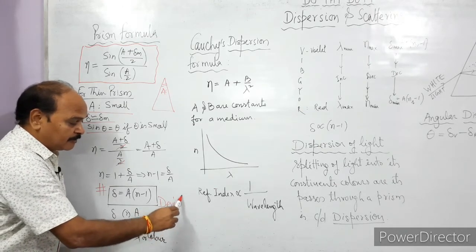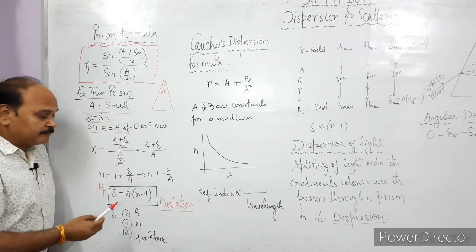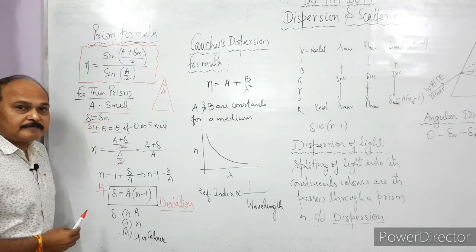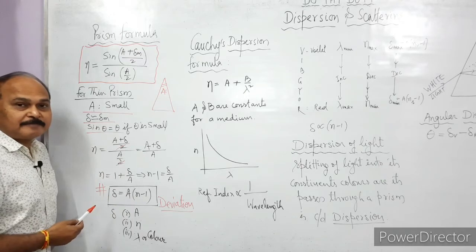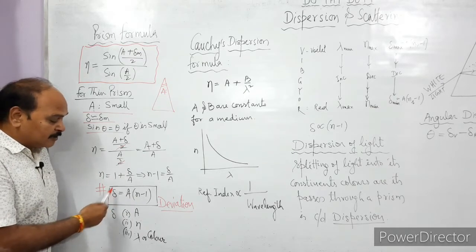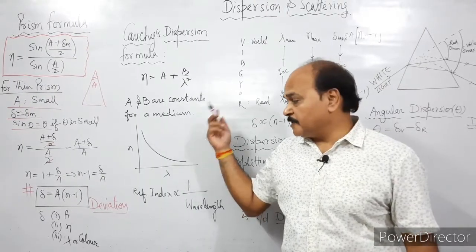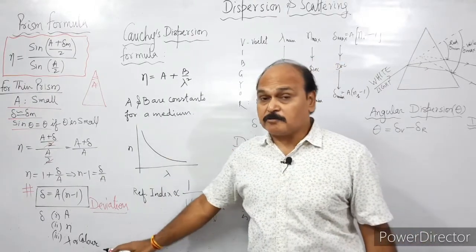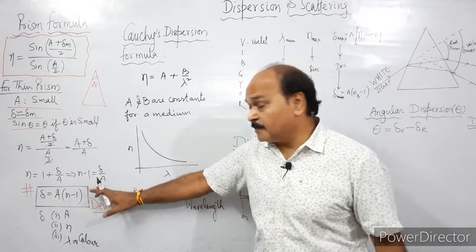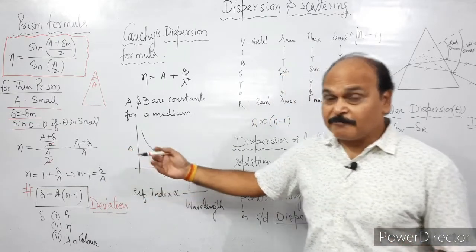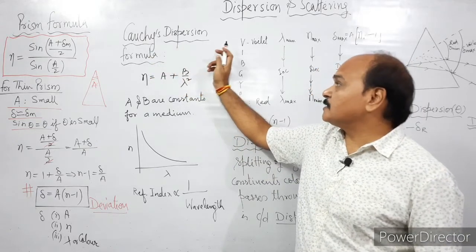Very, very important. And we can see here in the formula itself, this deviation delta depends upon A, the angle of the prism. This deviation depends upon n, the refractive index of the material of the prism. And this delta also depends upon wavelength or color of light. Deviation depends upon wavelength also. But how exactly it depends upon wavelength is not here in the formula. For that we have to study a very famous formula which is called Cauchy's dispersion formula.